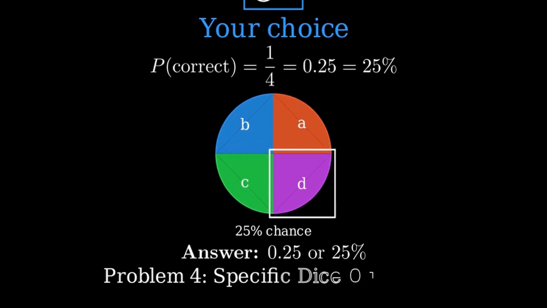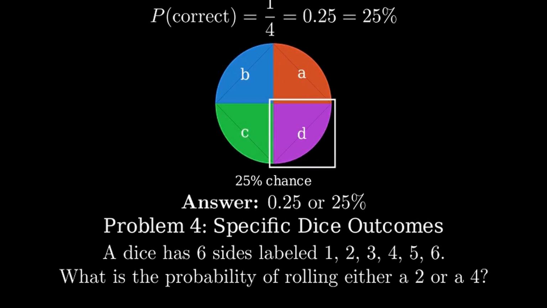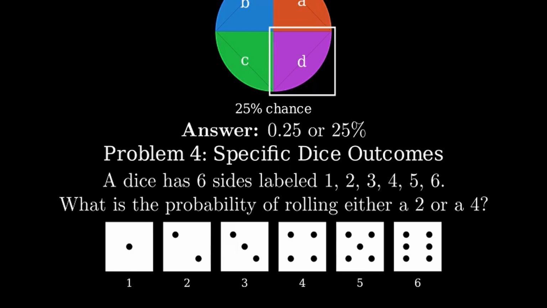Let's look at our next problem about specific outcomes when rolling a dice. A dice has 6 sides numbered 1 through 6. What is the probability of rolling either a 2 or a 4? This problem asks for the probability of getting either of 2 specific outcomes from a dice roll. Let's revisit our dice visualization. We want to find the probability of rolling either a 2 or a 4.